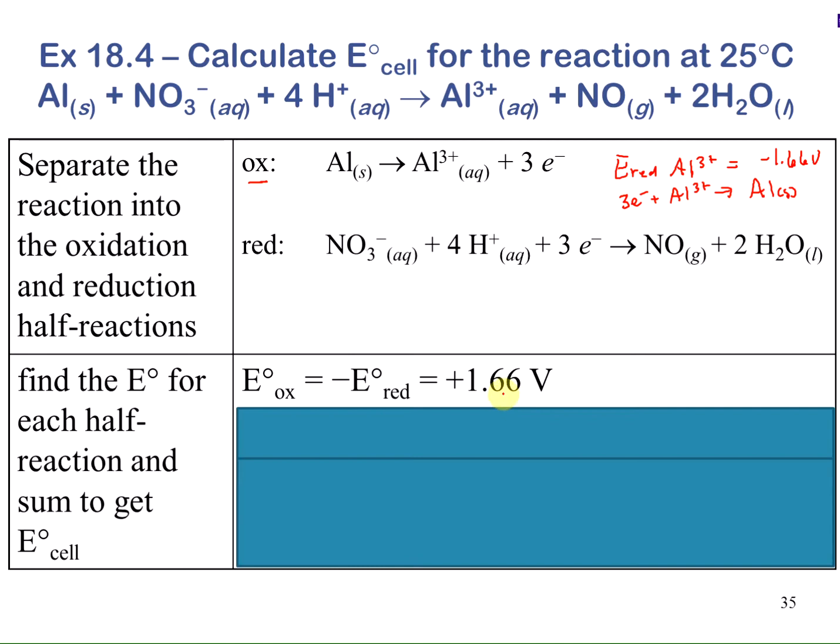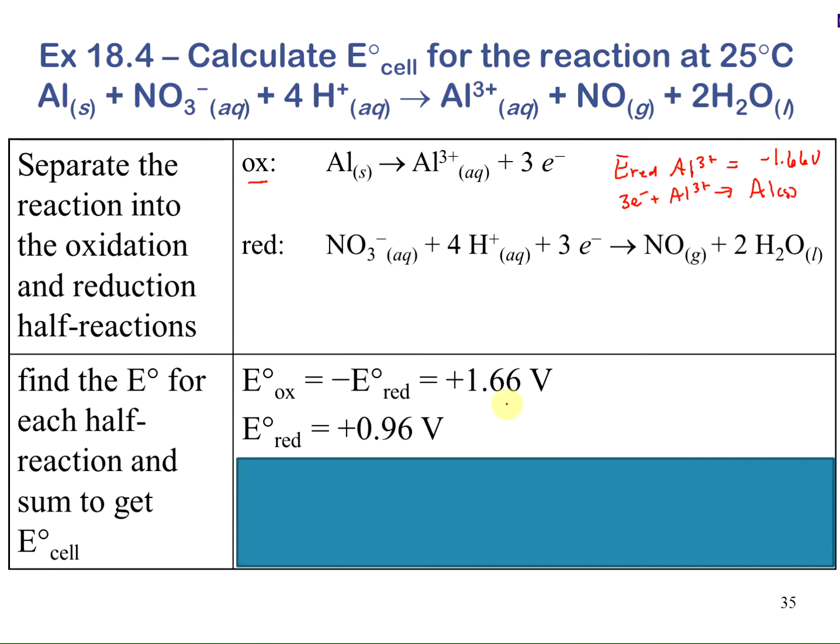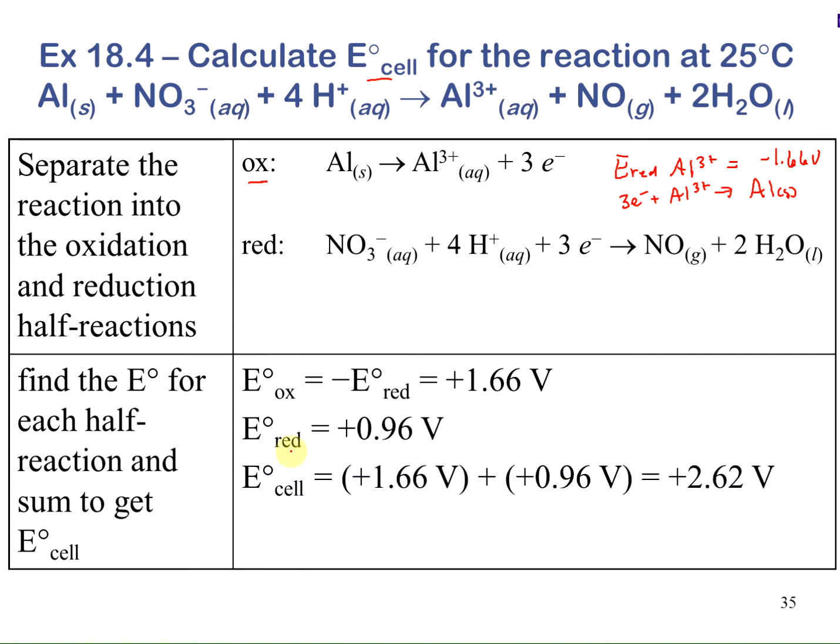Now I need to find the reduction potential for the reduction half, and from the table I find that that is positive 0.96 volts. If I want to get the E cell, remember that's the sum of the E ox and the E red. So we add those two values together and we get a total cell potential of 2.62 volts. So that's our final answer.